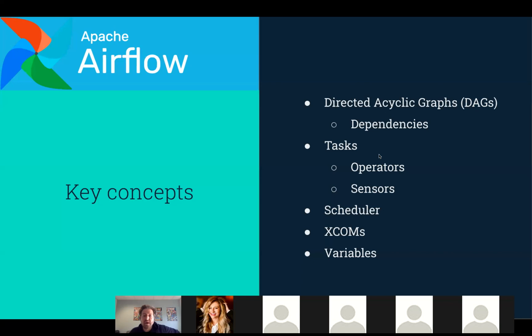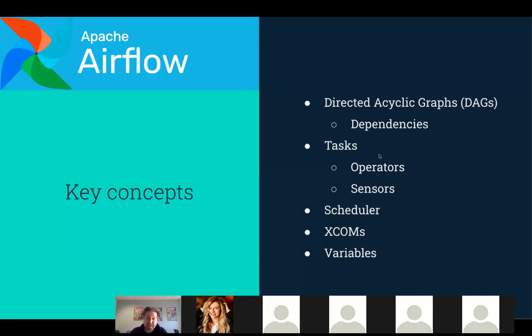XComs are short for cross communication. They're a mechanism that lets tasks talk to each other. Often we're doing processing, and we need to share some information between different tasks. So XComs let us do that.